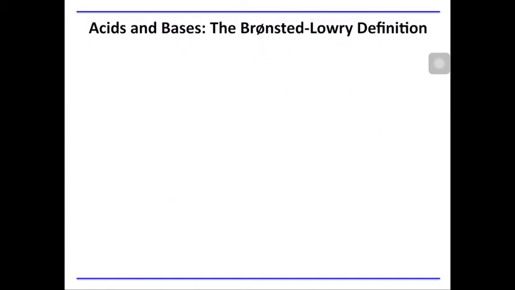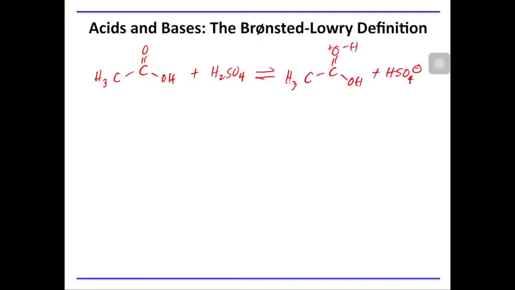Let's have some more examples. Suppose you have acetic acid, which reacts with sulfuric acid to form protonated acetic acid and this anion. In this context, sulfuric acid acts as your acid and acetic acid acts as your Bronsted base. This one is your conjugate acid and this one is your conjugate base.